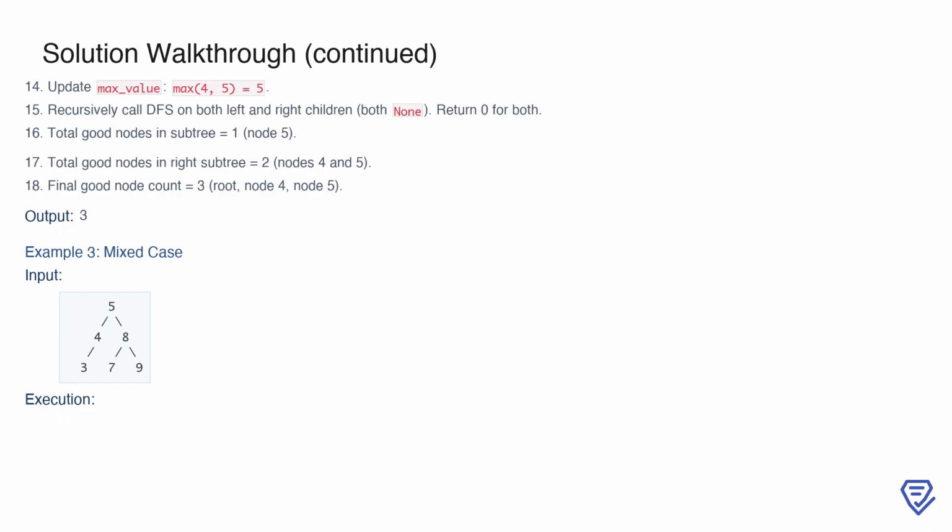Adding this to the good node count for the right subtree rooted at node 4 gives a total of 2 good nodes in the right subtree. Combining this with the root node, the final good node count for the entire tree is 3. The output is 3, representing the root, node 4, and node 5 as good nodes.